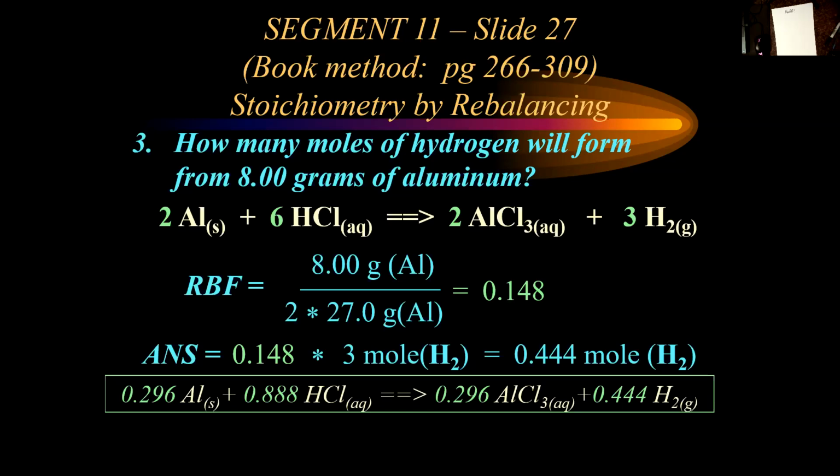Okay, well, there you go. I got that much for each student. I know also how much hydrochloric acid I'm going to need. I can look at that. I'm going to need 0.888 moles of hydrochloric acid for every student. Now, that's going to be a lot. I might want to scale that down. But anyhow, I got that, and I got how much aluminum chloride.